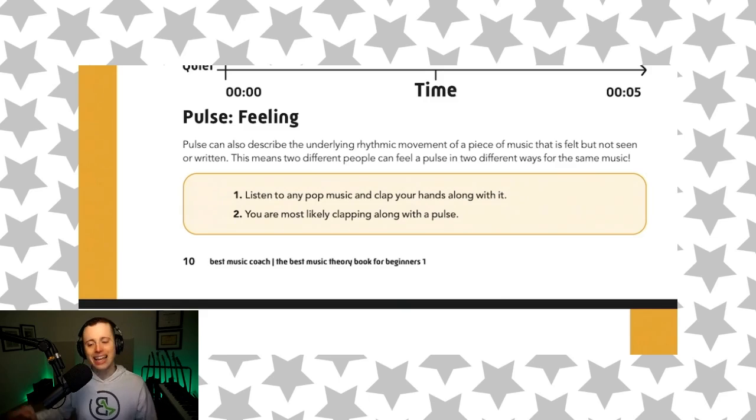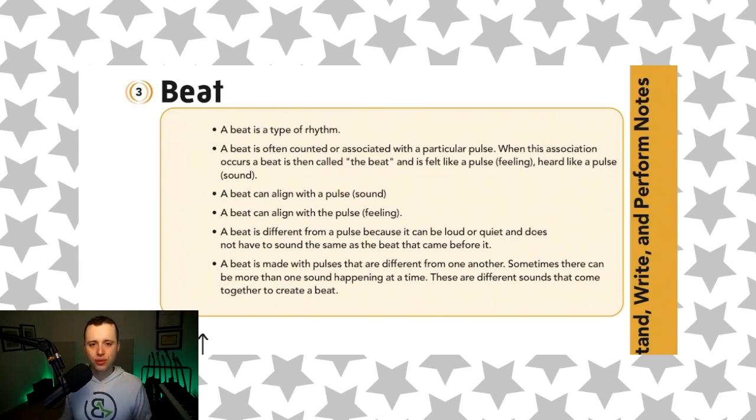So pulse can mean a sound that is the same every single time it happens. There's no change in the volume or in the way that it sounds. It sounds exactly the same every single time. You can also think of pulse as the feeling when you listen to a piece of music. In the next 2 lessons, we're going to unpack the word beat. What is a beat? What does it mean? And how does it relate to rhythm and also pulses?